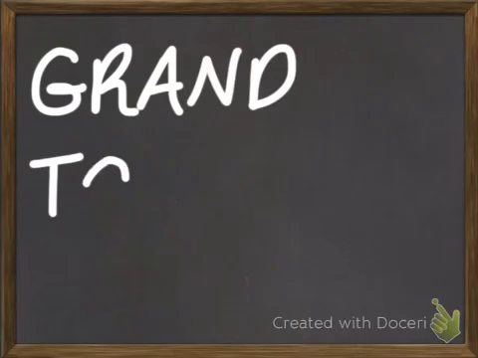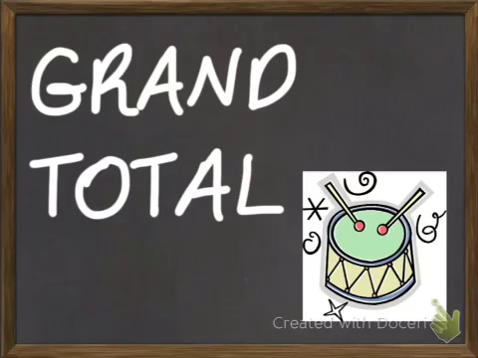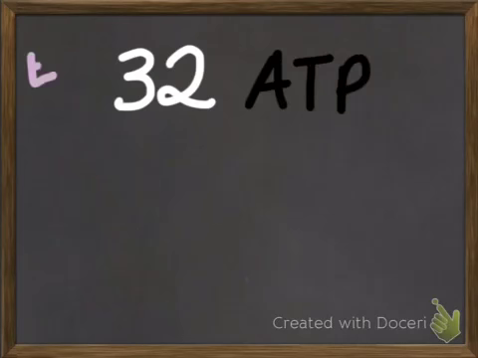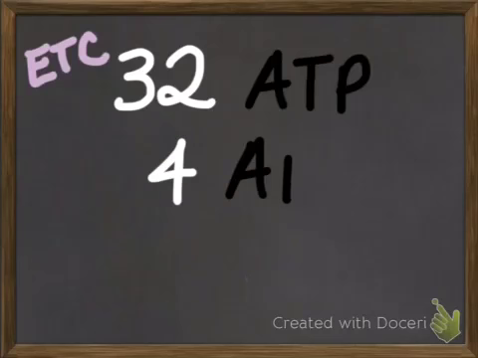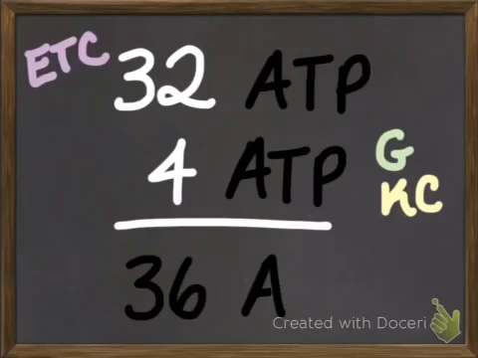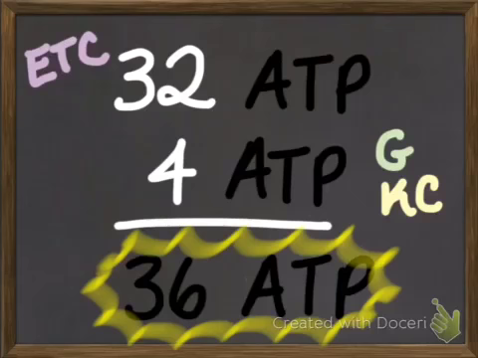So, our grand total is 32 ATP from the electron transport chain, plus 4 ATPs from glycolysis and Krebs, for an end result of 36 ATP.